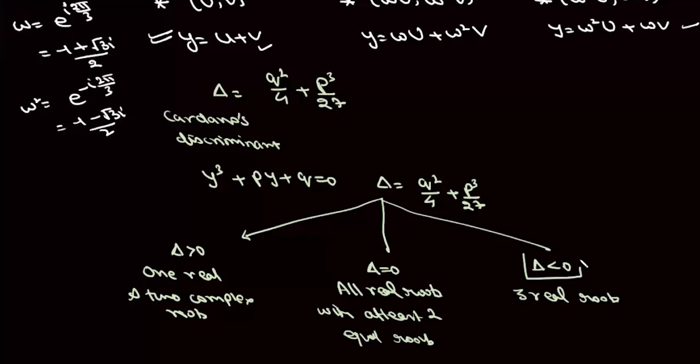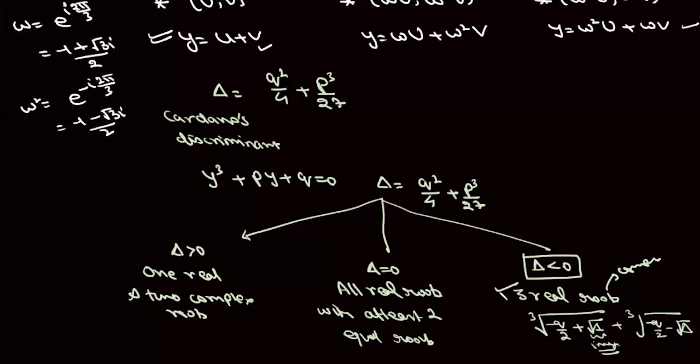Now in this case, since delta is less than 0 and we know our solution is cube root of minus q by 2 plus under root delta, plus cube root of minus q by 2 minus under root delta, and since delta is negative, this quantity will be imaginary. So it'll take us into the complex number domain, but when we simplify and solve it, you'll get all 3 real roots.